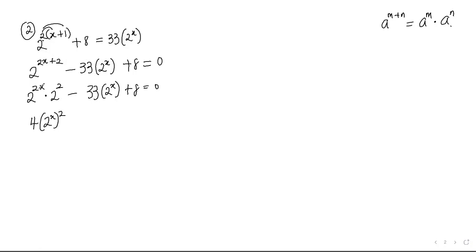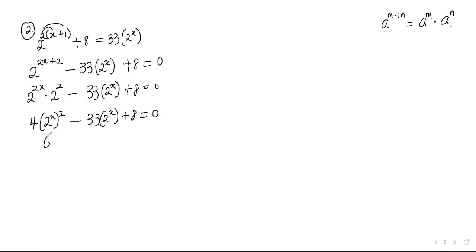You should remember what I did here earlier. This is exactly what it looks like. Remember, I did something like this earlier just to make it look like a quadratic equation. That's all we are doing here. Then what next? Minus 33 into 2x plus 8 equals 0.